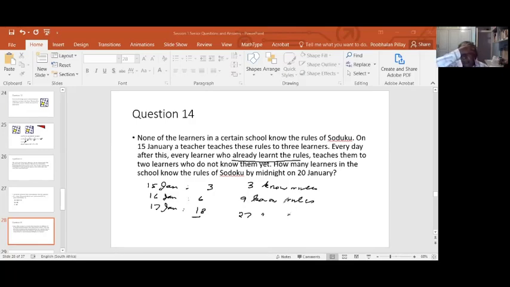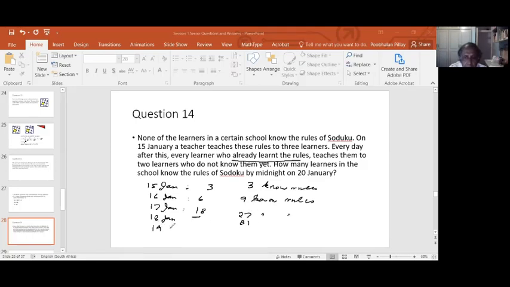So you can see what's happening here. You can try it out and you will see you get 3, 9, 27, and it keeps multiplying by 3. So the 18th of January, it will be 81. And the question is, how many know the rules on the 20th of January? So that's not difficult now, because you simply have to multiply by 3 each time.